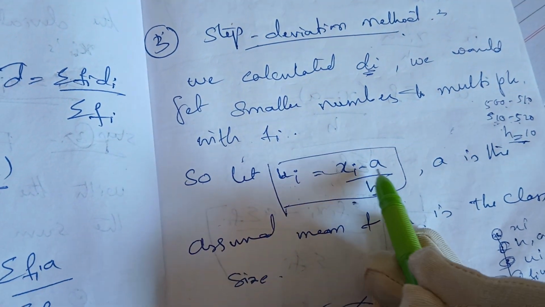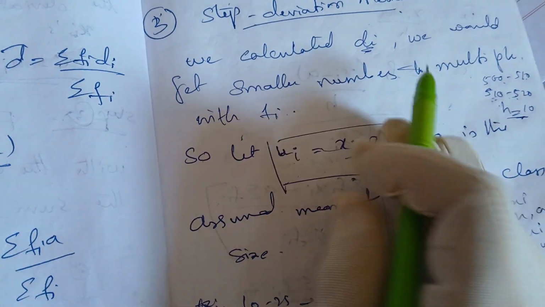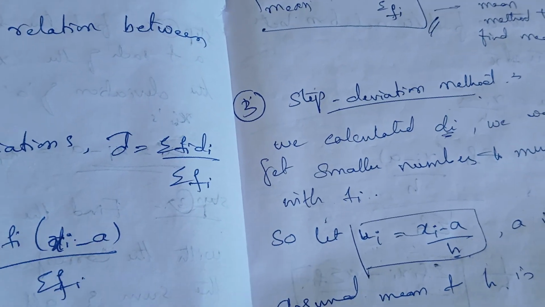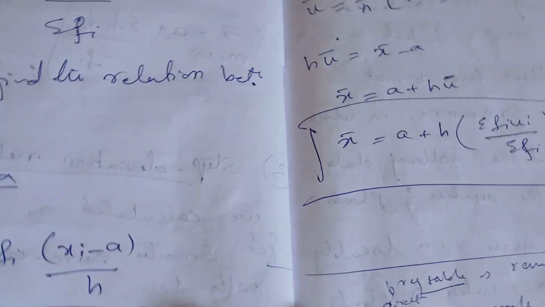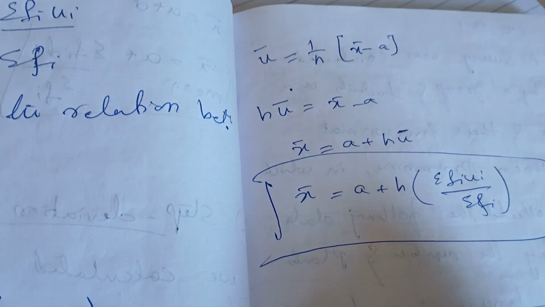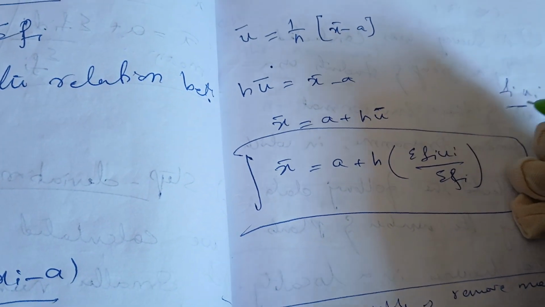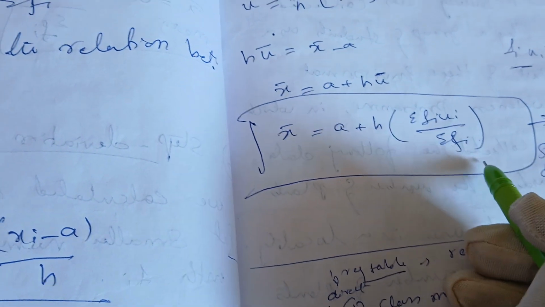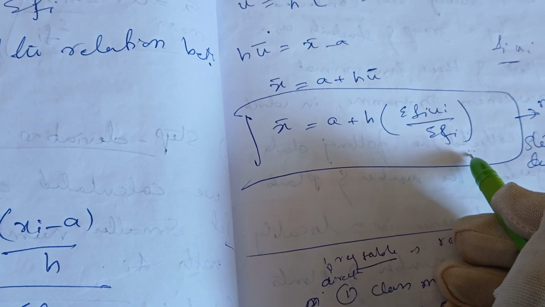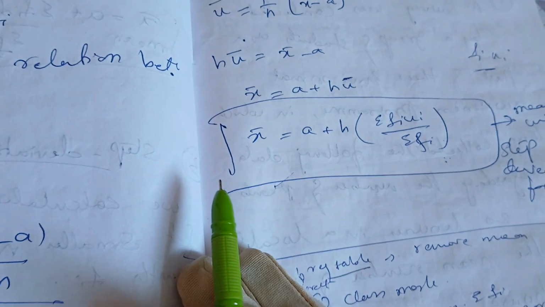You will get ui equals xi minus a by h. Assume mean is a, and h is the class size. This ui should be used to calculate your mean. Next, we have to multiply the frequency fi with ui, so we multiply fi by ui. You will get a plus h into sigma of fi ui divided by sigma of fi. Clear? So this is nothing but your mean calculation by the third method.